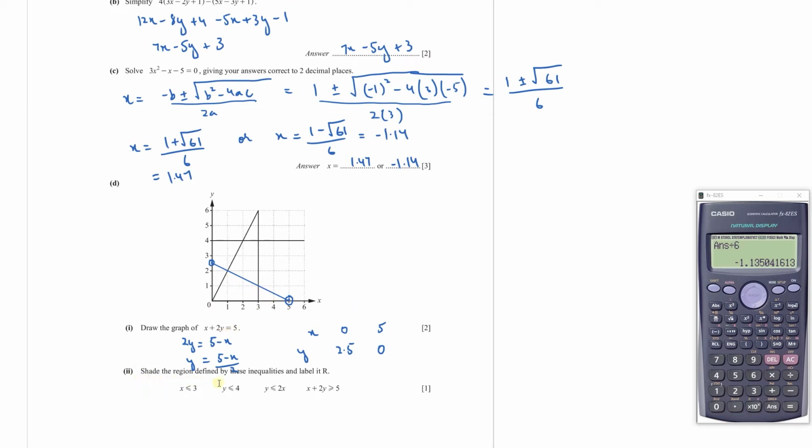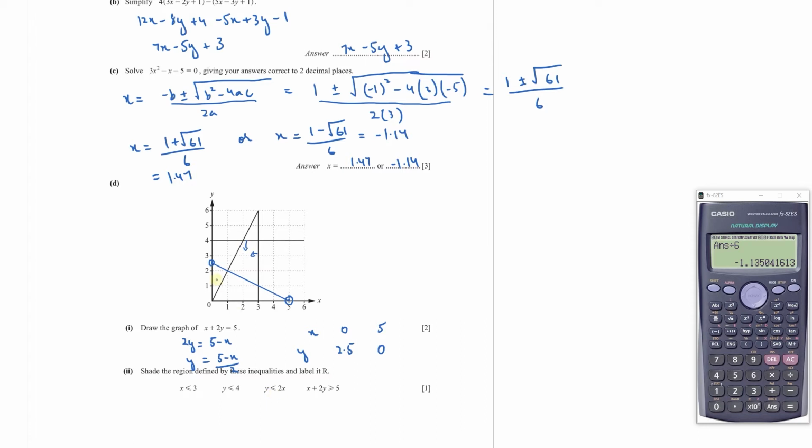Part 2 is shade the region defined by these three inequalities and label it R. So you have these three inequalities. X is less than equal to 3. So x is less than equal to 3 is this line. So that means towards the left of this line. Then y is less than equal to 4. That means below this line, which is y equals to 4. So left of this and below this.